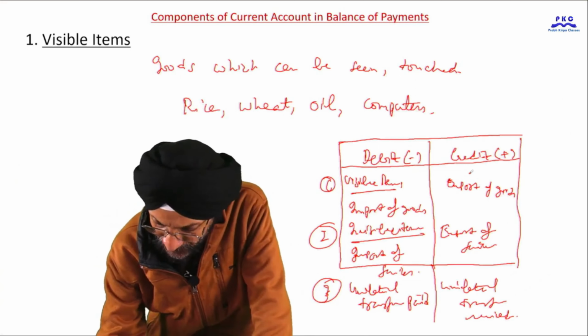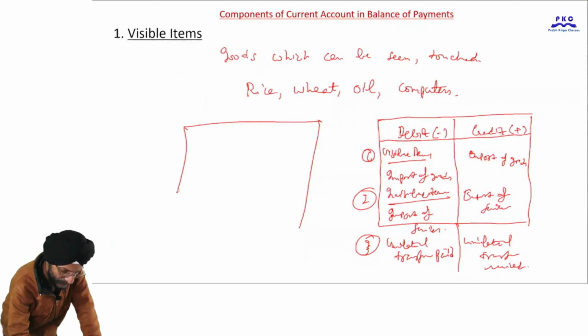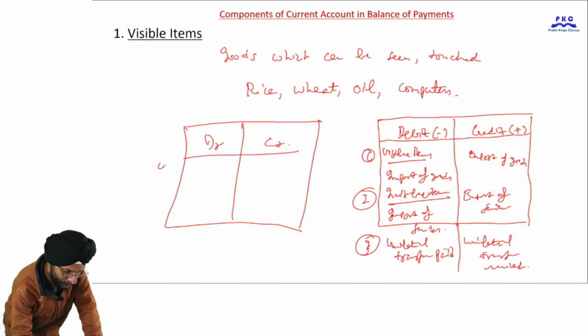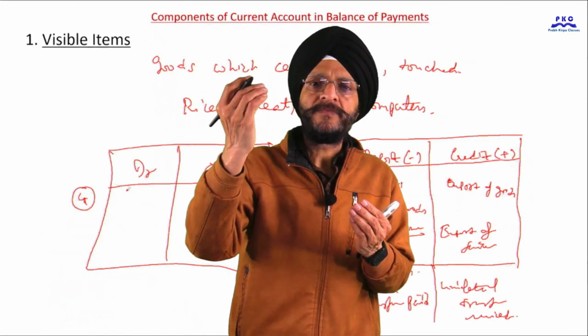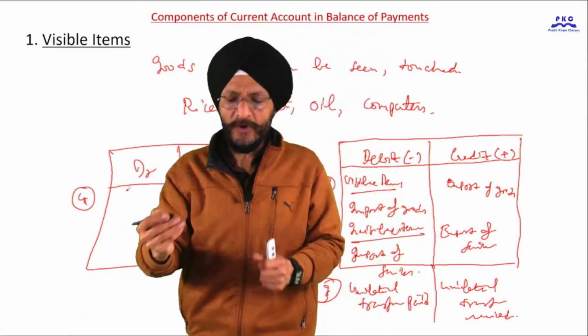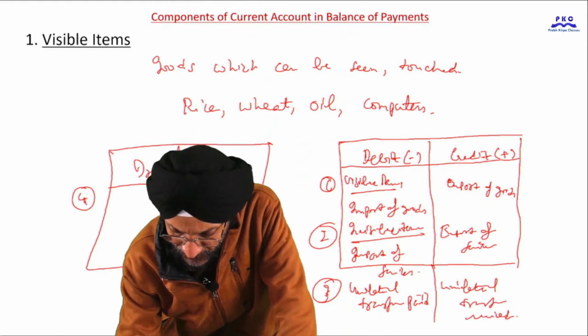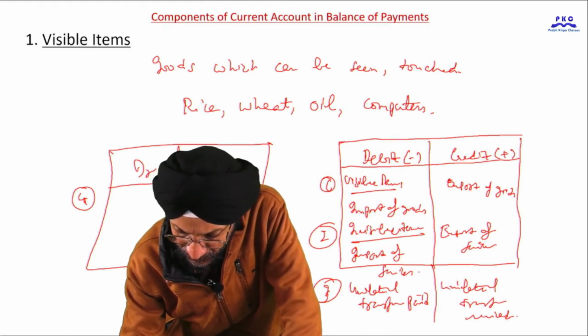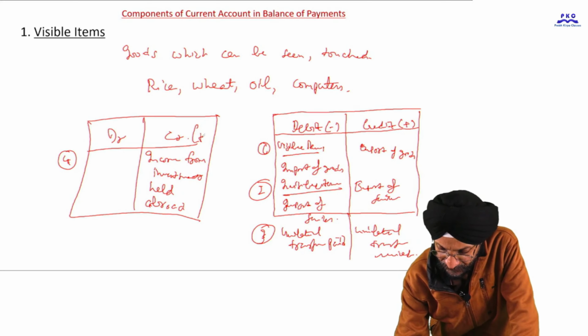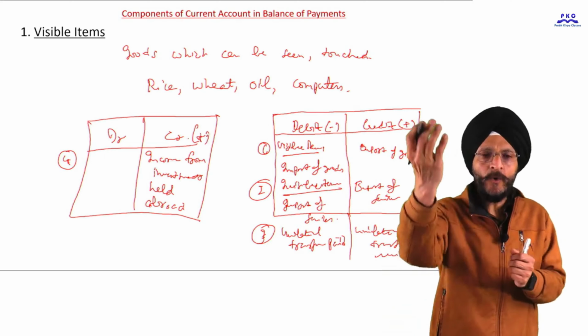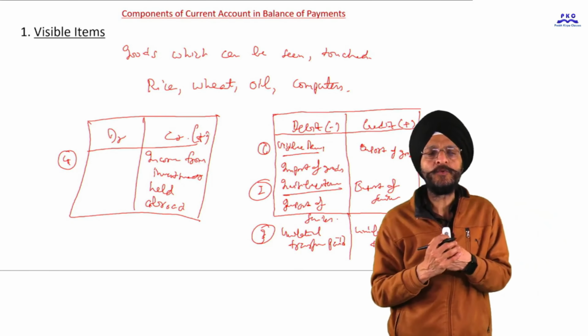So this is the fourth point, which comes under the head debit and credit. Income. If we receive income, then there is inflow of foreign exchange. So income from investments held abroad is taken on the credit side because we are getting foreign exchange. Income is coming into our country.